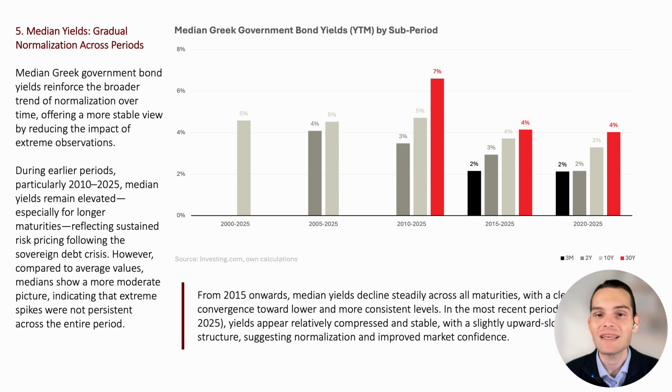Median yields provide a clearer view of long-term bond market behavior by reducing the impact of extreme crisis period observations. The data shows that yields gradually became more stable across maturities over time, despite temporary periods of elevated sovereign risk. Longer maturities continue to incorporate higher risk premiums, although overall dispersion declined significantly after the crisis years. From 2015 onward, median yields moved toward lower and more consistent levels, supporting the broader trend of market stabilization.